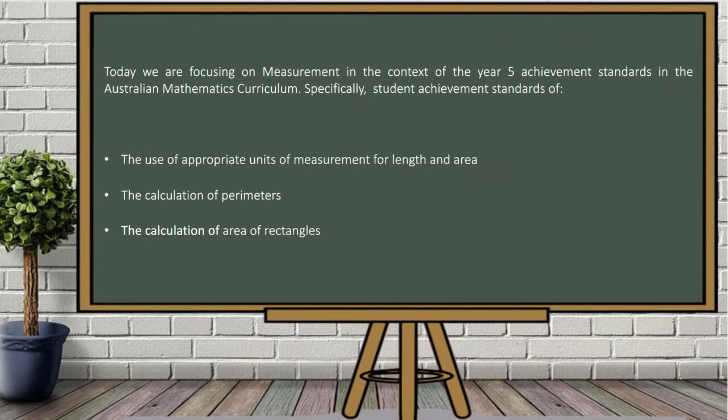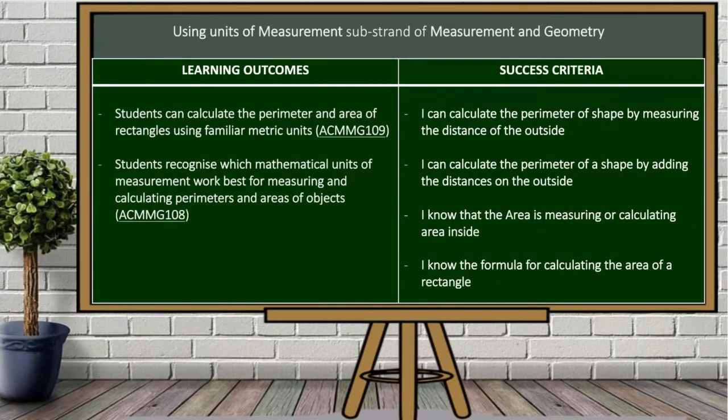Today, we're focusing on 3 aspects of the Year 5 Achievement Standards on Measurement: the appropriate use of length and area, the calculation of perimeters, and the calculation of the area of rectangles.